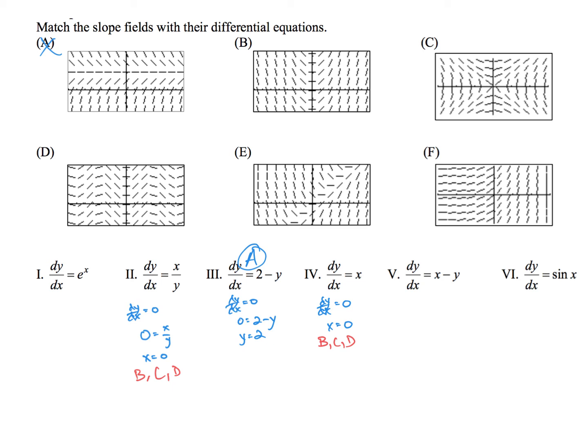Now I have dy dx is equal to x minus y. Let's set dy dx equal to 0. So I get 0 is equal to x minus y. What does y equal? X. So I have a line y equals x. I should have 0 slopes on all of those. Which one tells me that? E. E has y equals x. I have 0 slopes on that line right there. Pretty cool how we went through that.